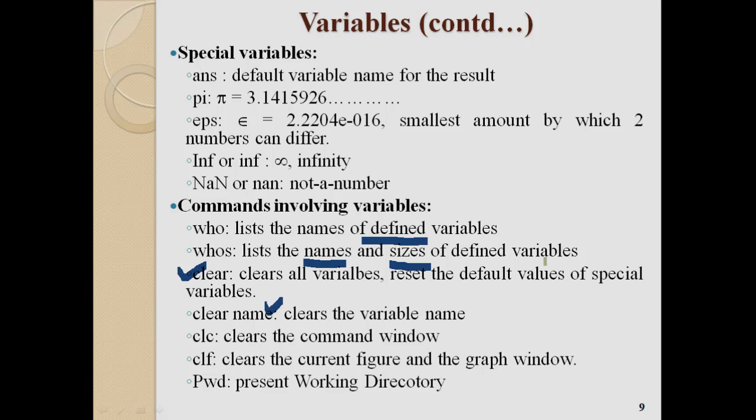CLC will clear the command window, but it won't delete the history. CLF will clear the current figure in the graph. PWD will tell us which directory we are currently working in.